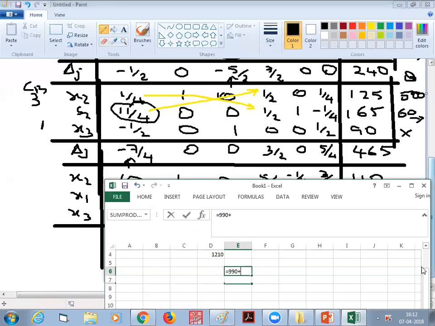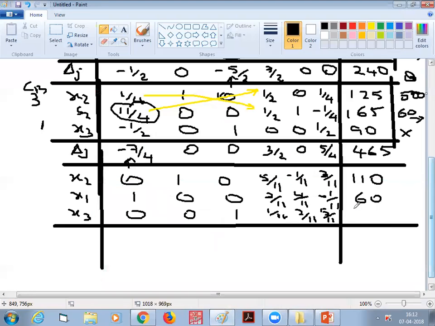2 into 165. 2 into 165 is how much? Okay, I'll write this 2 into 165. So what do we get? 1320, again divided by 11. This divided by 11 gives us 120. Okay, so x1 equals 60, x2 is 110, x3 is 120.